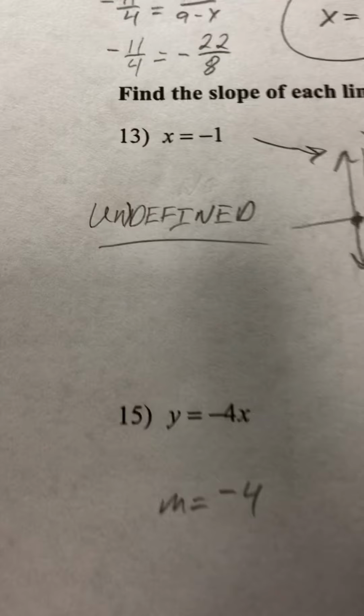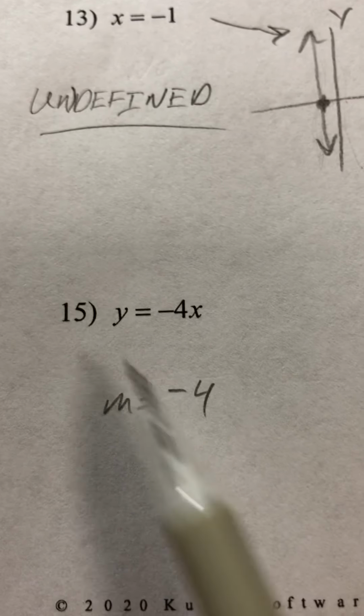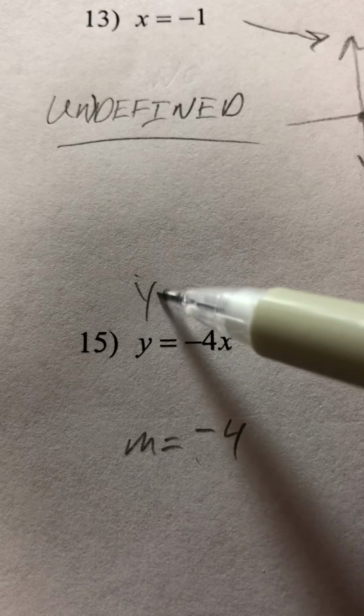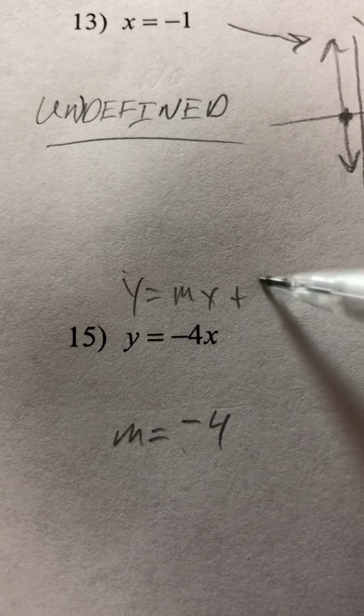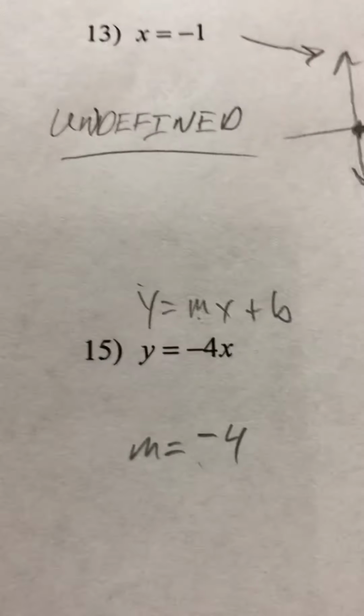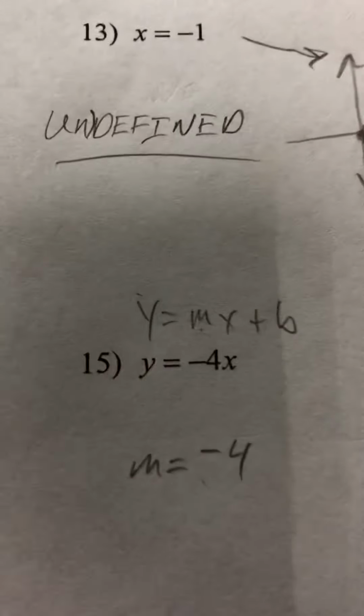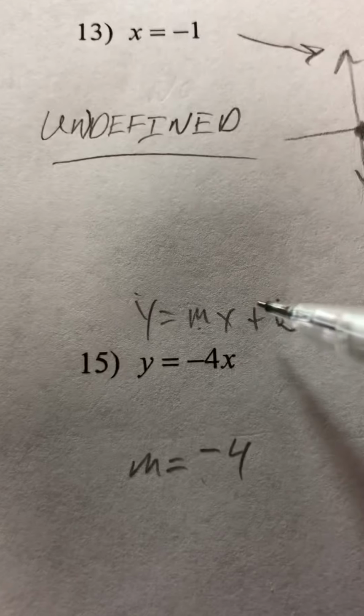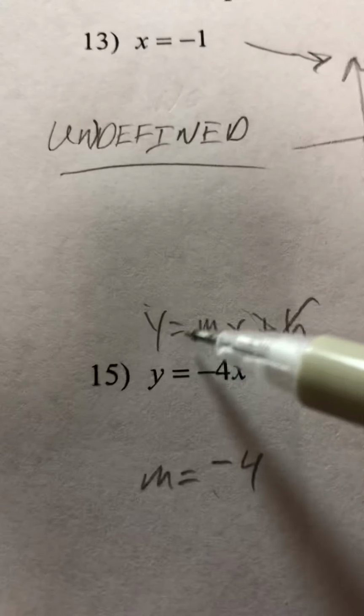Okay? All right. Number 15. Well, right here, y equals mx plus b, where m is the slope. I just don't have a plus b back here. Maybe it was 0 or something. It is 0, I tell you that. So we don't have to deal with that. But the m is the slope.